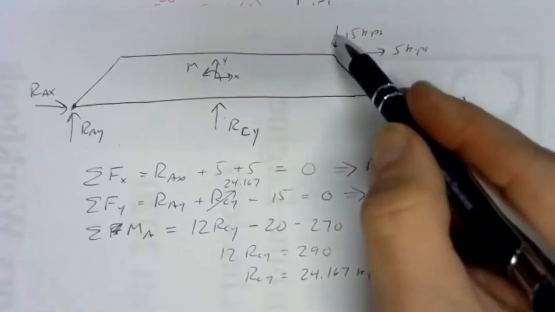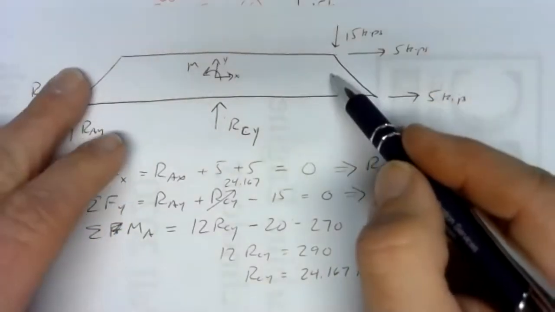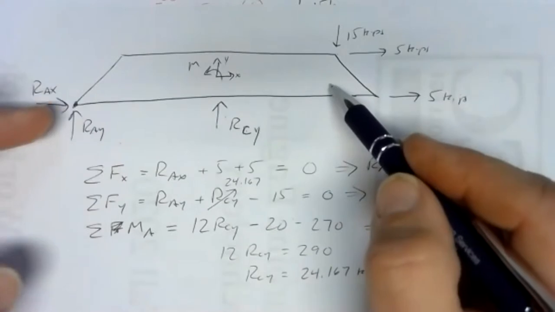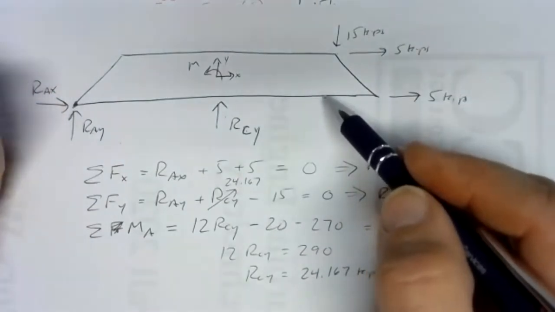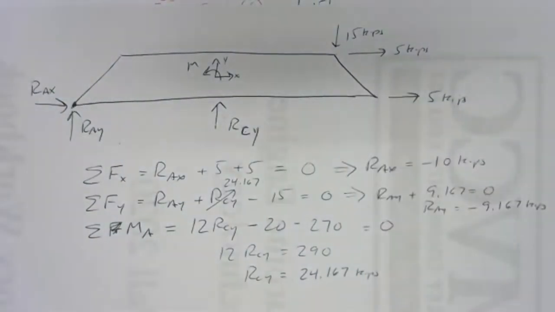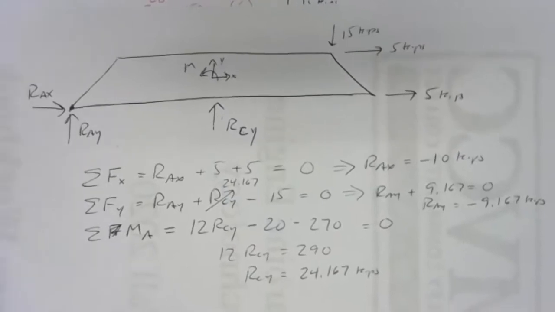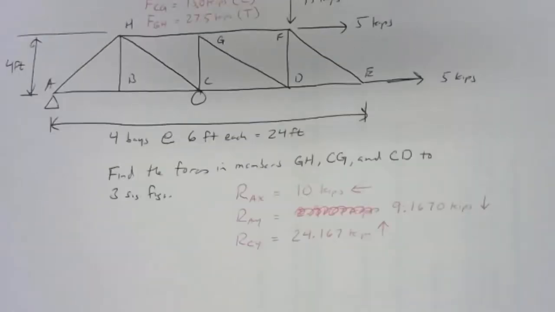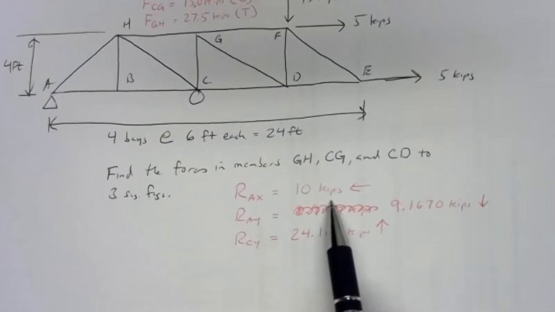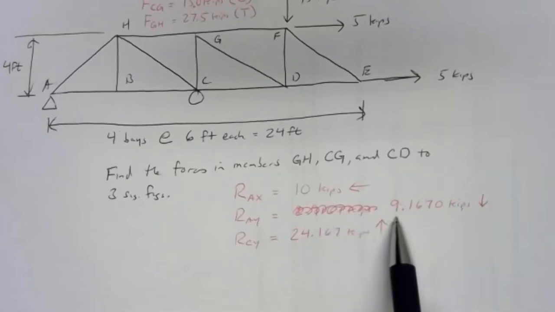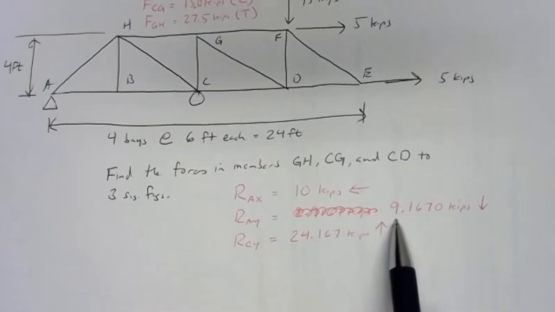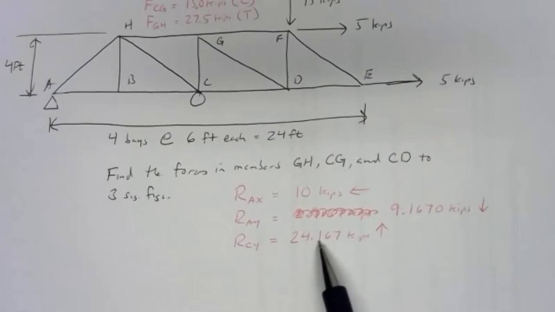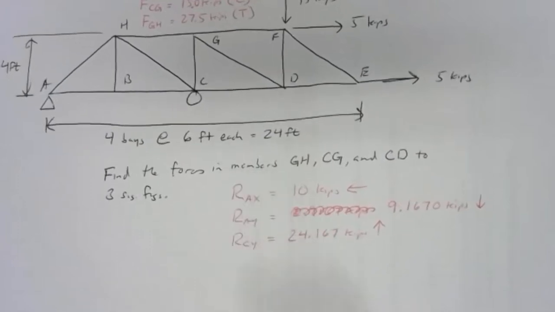So this fairly heavy load here is trying to lift up the other end of the truss. And so to keep it in equilibrium, the support has to pull down on it. So that's our external problem, and those are the answers we have right there. RAX was 10 kips to the left, RAY was 9.167 down, and RCY was 24.167 up.